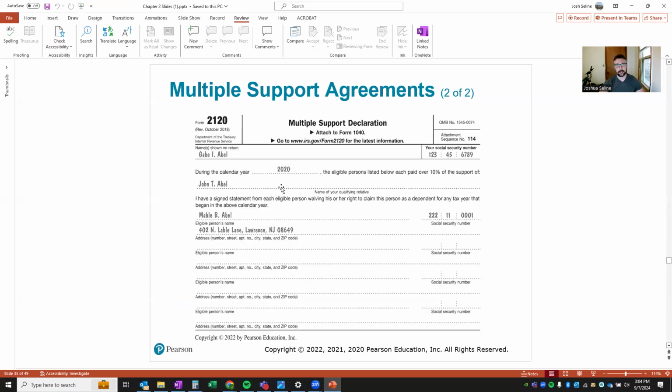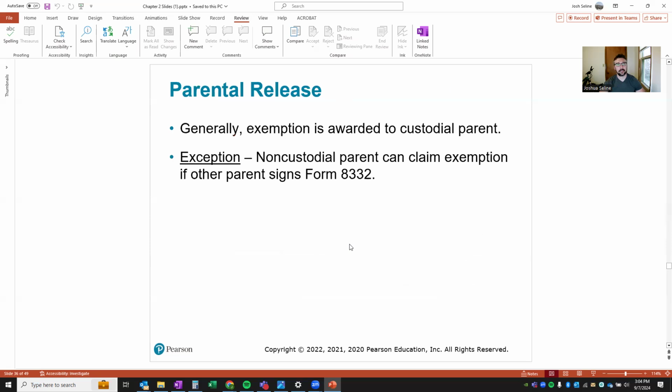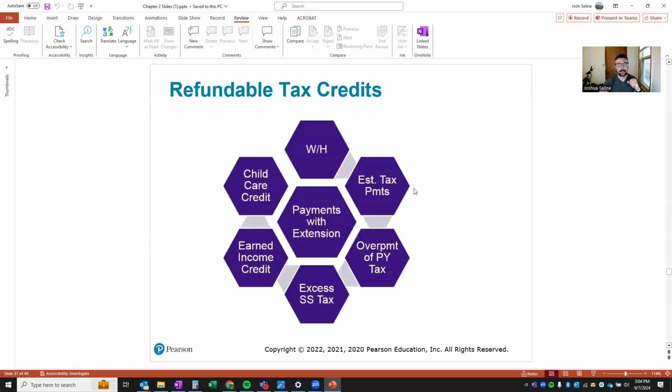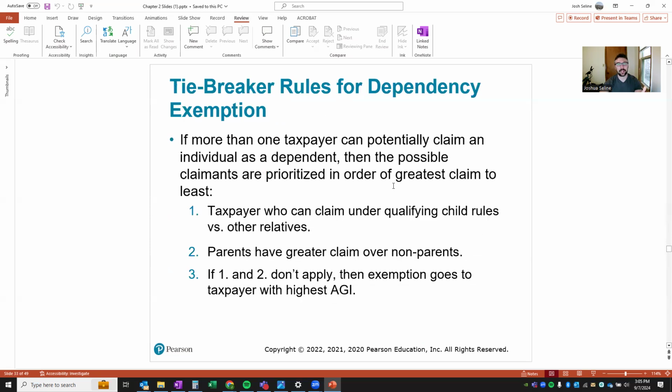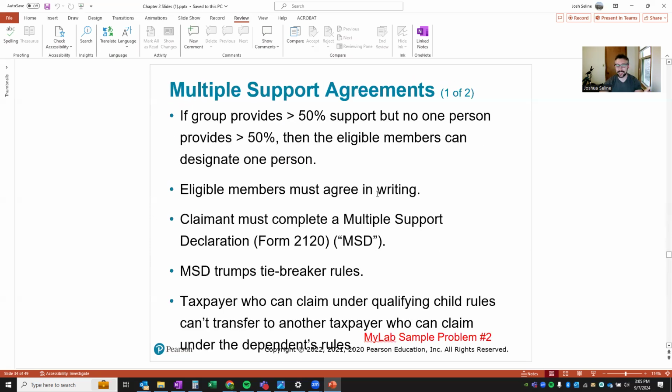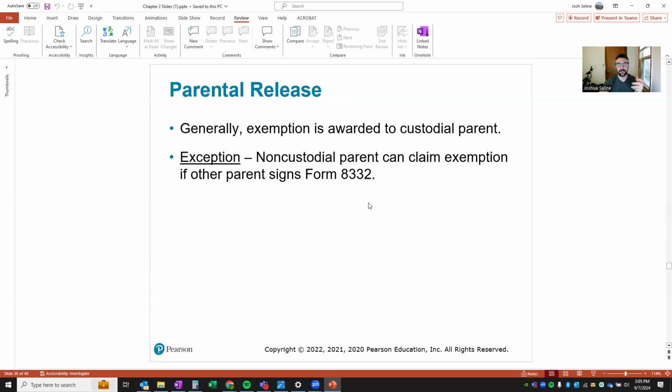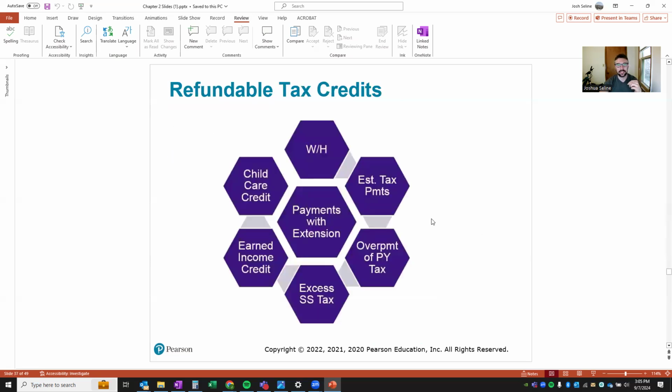Here we've got the Form 2120, which shows that MSD parental release, exemption is awarded to the custodial parent. This is the more interesting stuff to me, anyways. This is all good information to know, but you don't see it a whole lot. I kind of prefer the stuff that I see in person. Brain space being limited, you want to really remember and get down the things you see a lot.